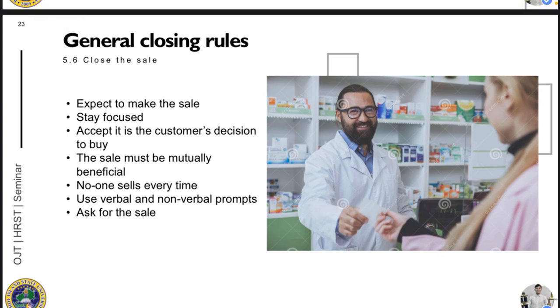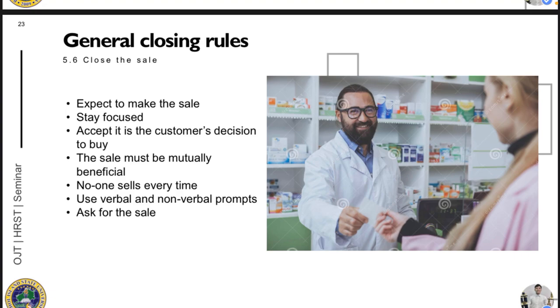So these are the general closing rules. There are a few rules to keep in mind when closing a sale. Number one is expect to make a sale. You need to expect that there's a sale. If you do not think you will be able to finalize the sale, then you usually will not. You will lack conviction in the mind of the customer and cast doubt on the credibility of your own words. So you must expect to be successful, and you will be. So it all starts in our mind. Okay? Think that it will be successful and it will happen.